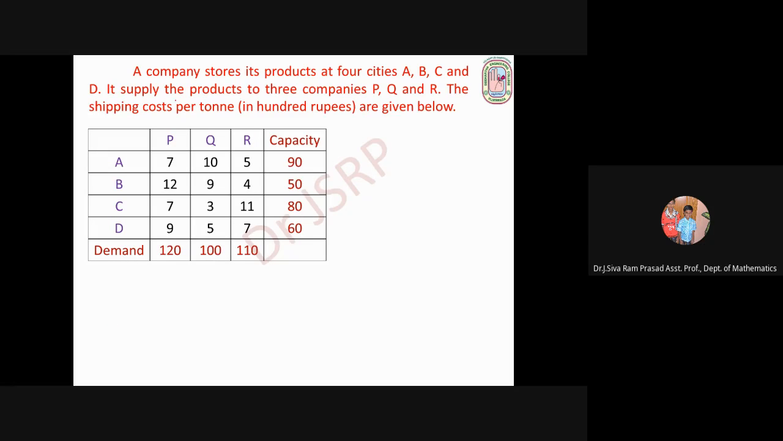Okay. So a company stores its products at 4 cities, A, B, C, and D. So these are the origins. And it supplies the products to the 3 companies located at 3 places, P, Q, and R. So these are destinations. The shipping costs per ton, for 1 ton, in 100 rupees are given below. So write this table.